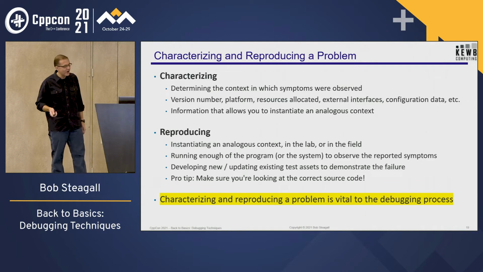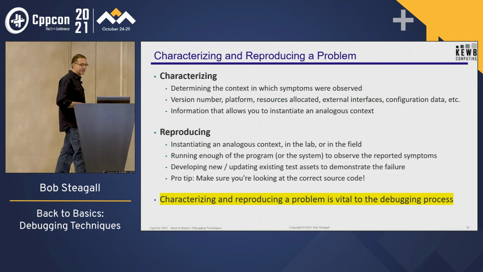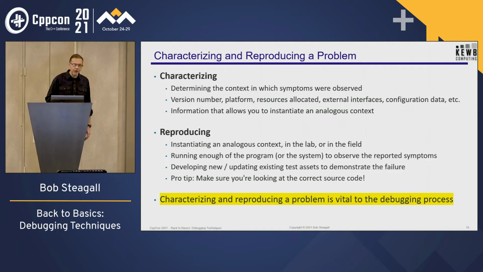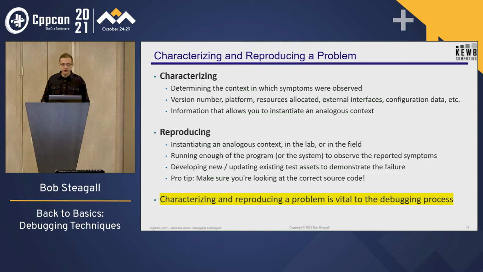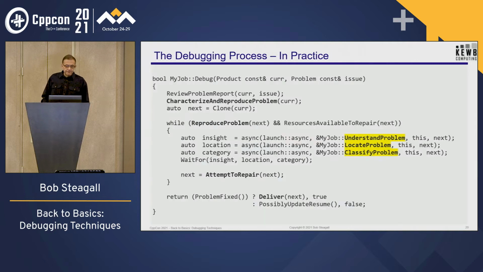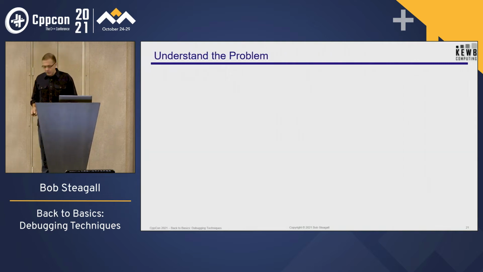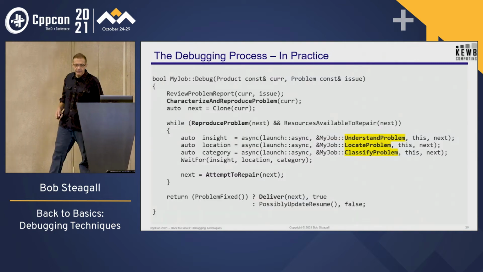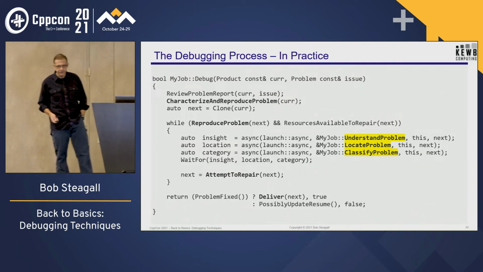So, characterizing and reproducing a problem is vital to the debugging process. It's almost impossible, or at least it's extremely difficult, if you can't do this. So let's think about understanding, locating, and classifying the problem.